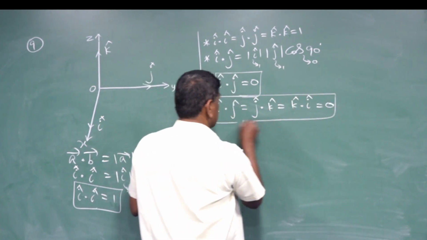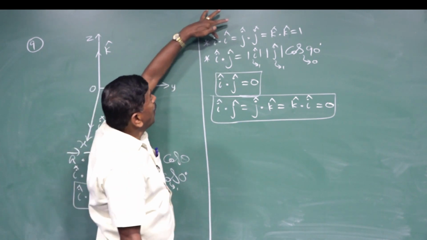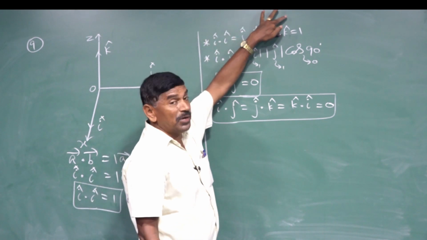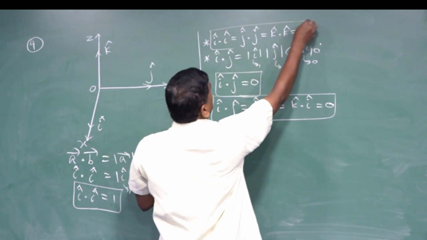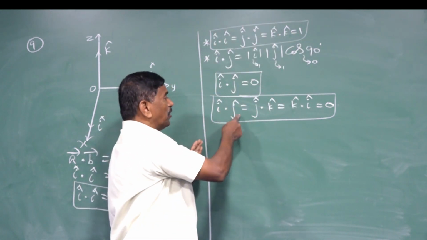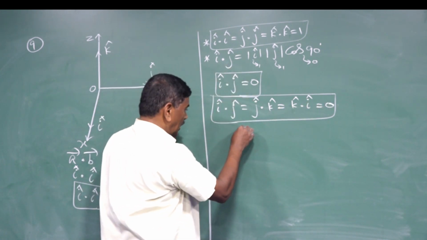Next result. Now listen again. i cap dot i cap equal to j cap dot j cap equal to k cap dot k cap equal to 1. But i cap dot j cap, that is different vectors, means answer is 0. Now these results we can put into the table.